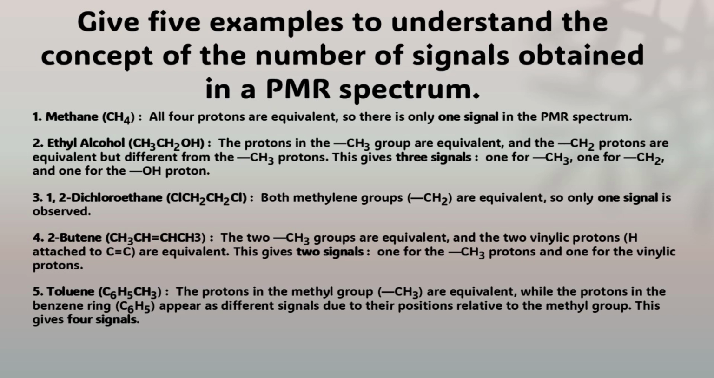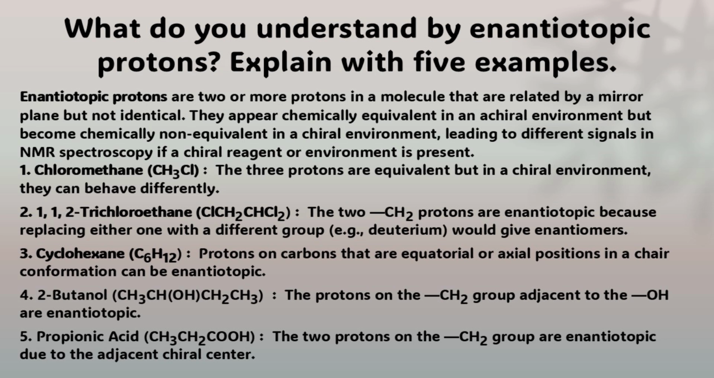5. Toluene, C6H5CH3. The protons in the methyl group, CH3, are equivalent, while the protons in the benzene ring, C6H5, appear as different signals due to their positions relative to the methyl group. This gives 4 signals. The next question is question number 31.